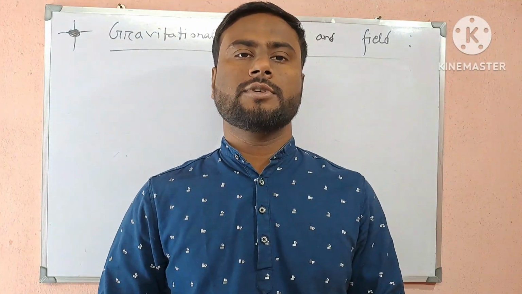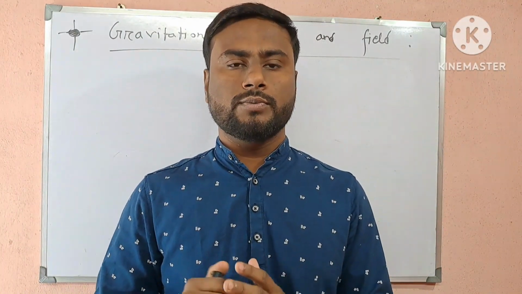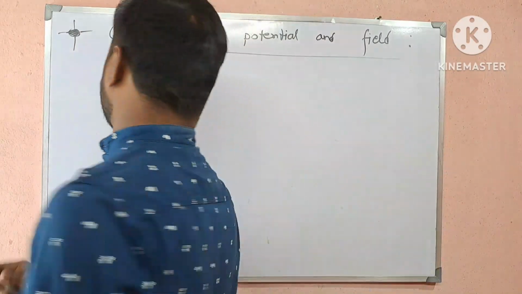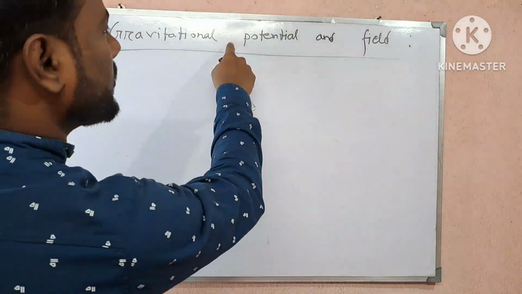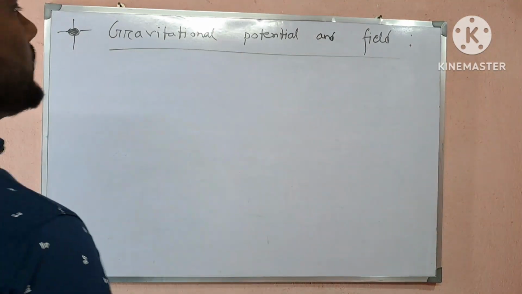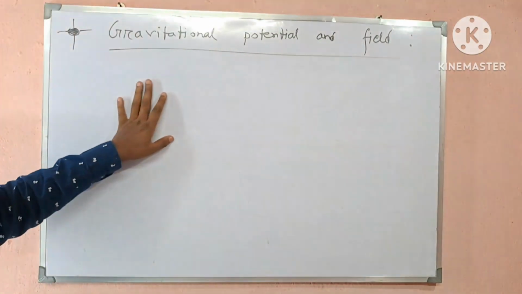Hello dear students, today we'll talk about two very beautiful topics, gravitational potential and gravitational field. Gravitational potential is a scalar quantity, and gravitational field, or gravitational field intensity, is a vector quantity. So what are the formulas?